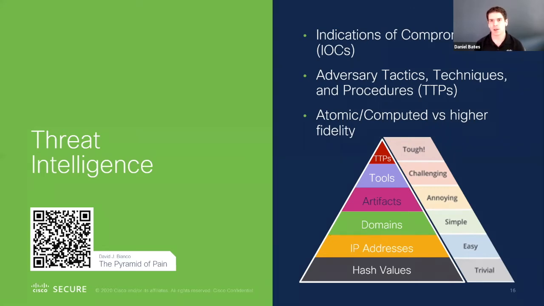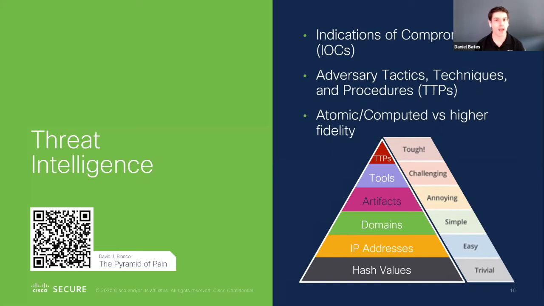But we definitely want to try to move up the pyramid of pain to understand adversary TTPs. If you're not familiar with the pyramid of pain, go take a quick look at David Bianco's blog on the pyramid of pain concept. I'll summarize it really briefly. The idea is, how difficult can we make operations for an attacker if we can operationalize, if we can consume and make use of different levels of indicators.